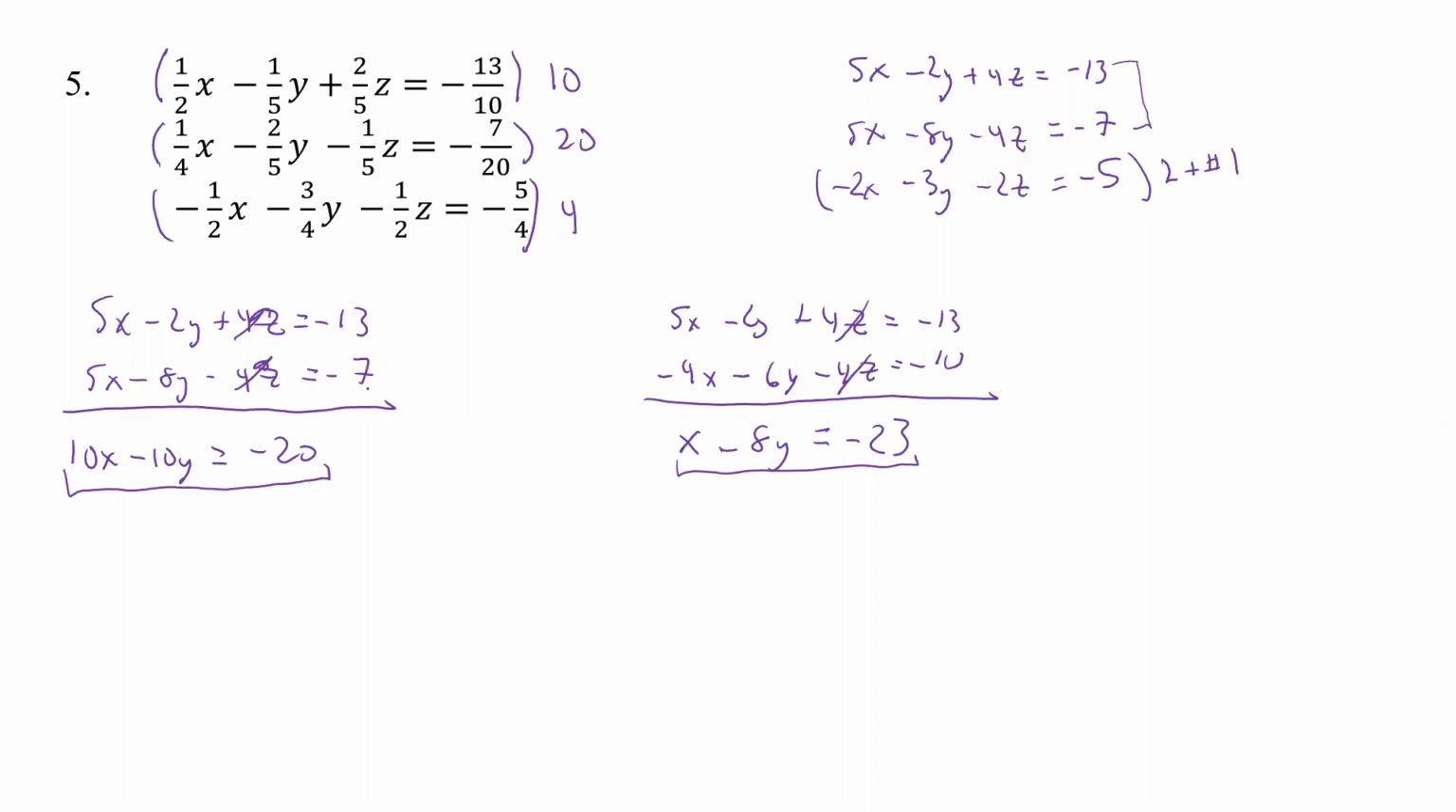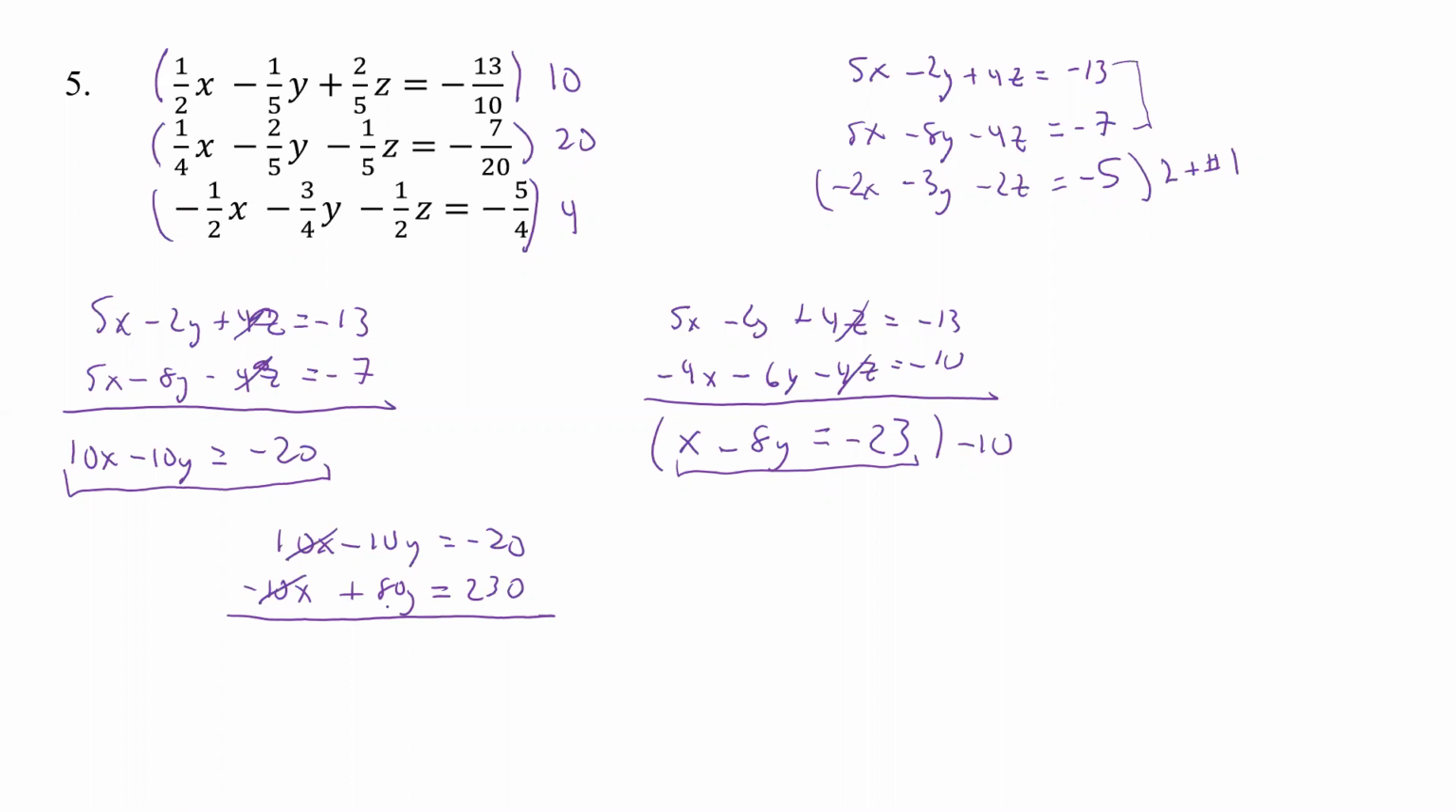It looks like I could do substitution, or I could multiply this one times a negative 10 and eliminate the x's. So again, it doesn't matter what we do, but maybe I'll take this one times a negative 10 just because. And so here that would give me 10x minus 10y equals minus 20. Here that's going to be a minus 10x, and then plus 80y equals plus 230.